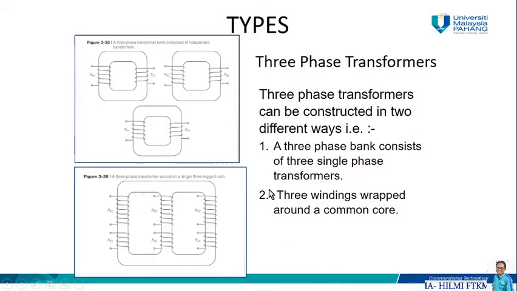Second type is three-phase transformers. Three-phase transformers can be constructed in two different ways. The first way is using a three-phase bank, which consists of three single-phase transformers. So we have three different single-phase transformers. And the other way is to use three windings wrapped around a common core. So we are going to have a three-phase transformer but using one core. So the first is three different cores. The second one is just one common core.